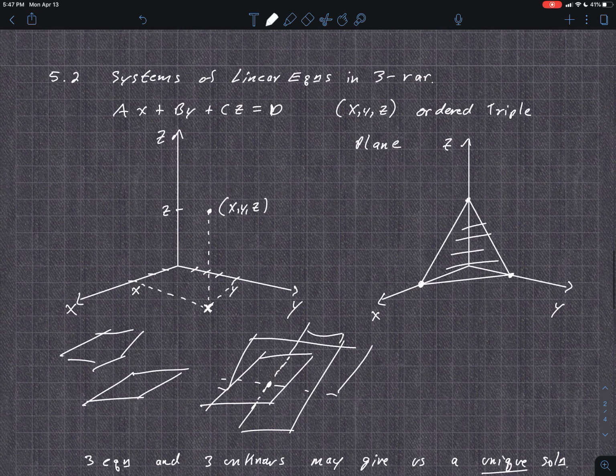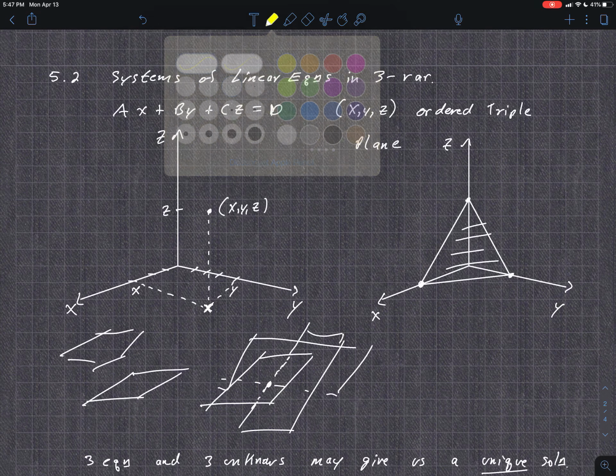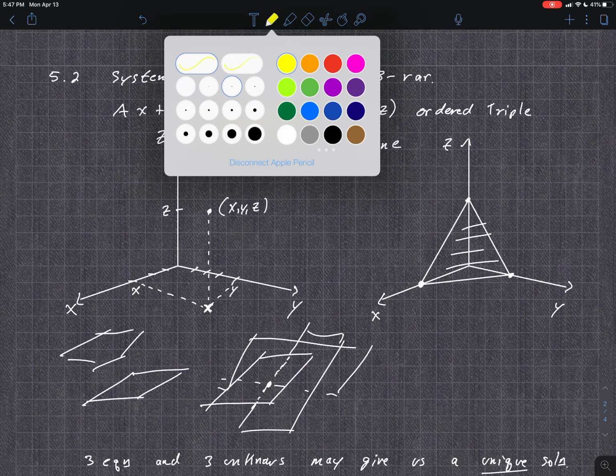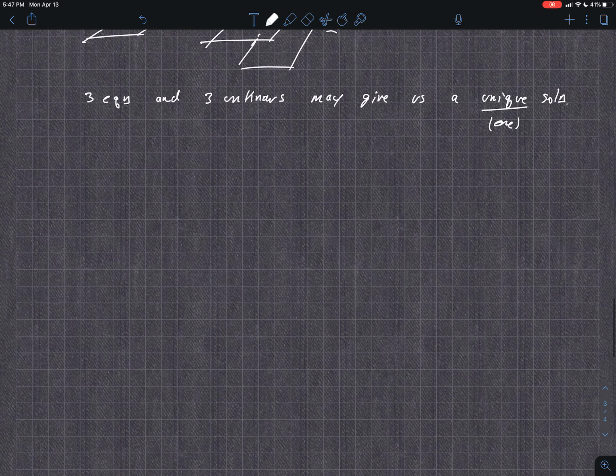Oh, I almost forgot back here. In this form, this is called standard form. So standard form looks like that. So first we're going to need to write everything in standard form. That is going to be the process of what we do.